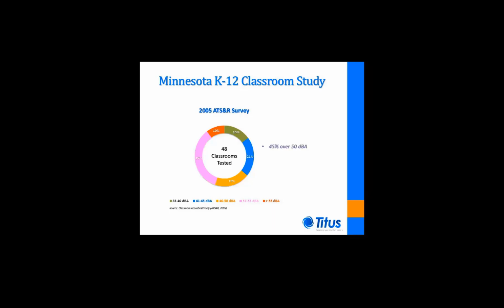Almost half of the classrooms tested in this study had background noise levels above 50 dBA, which converts to an NC of about 42 when the HVAC systems were operating. Unfortunately, none of the 48 rooms measured would have complied with standard S12.60.